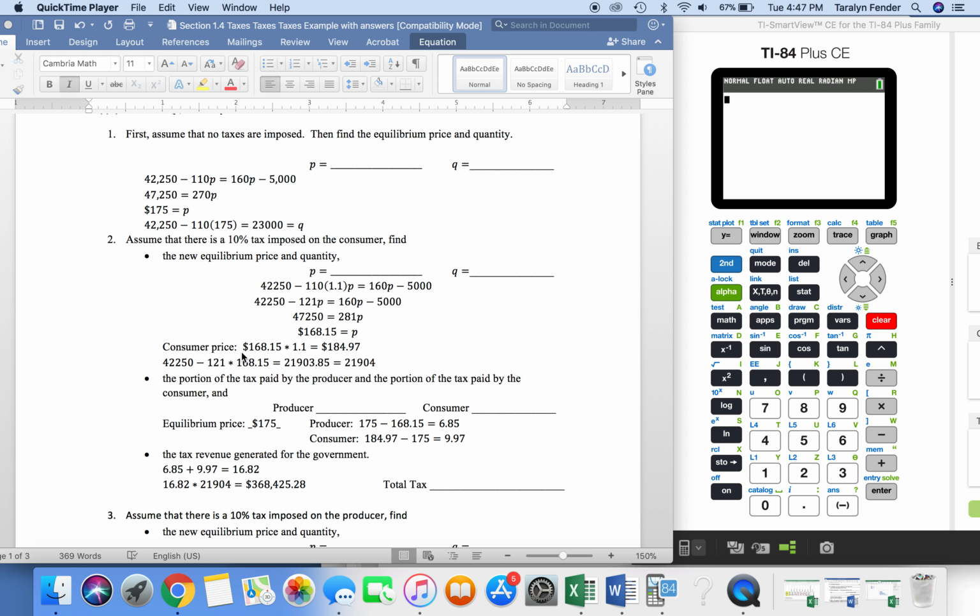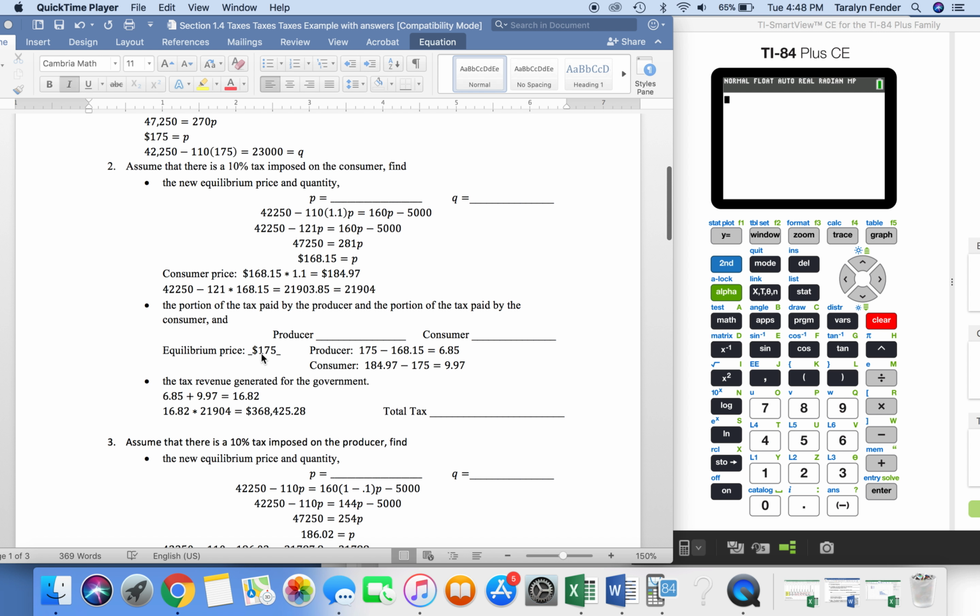$168.15. The consumer has to pay 10% more, so we take that 168.15 and multiply by 1.1. That gives the new consumer price of $184.97. We take the original function after the 10% tax has been increased, and we put in the equilibrium price times 121, subtract that from 42,250. That gives us 21,904 items.